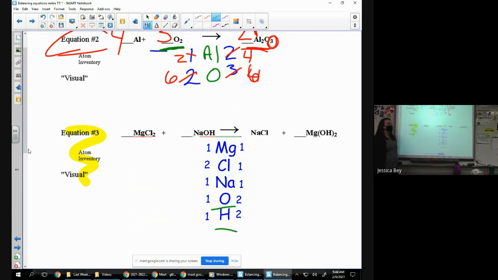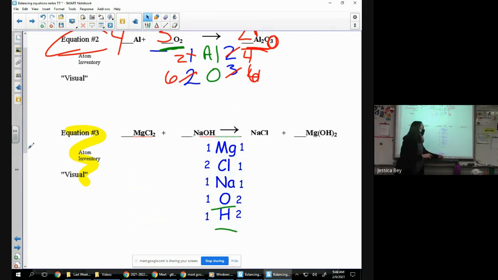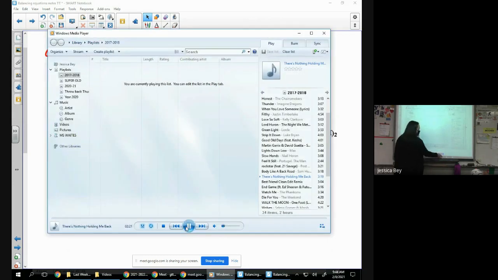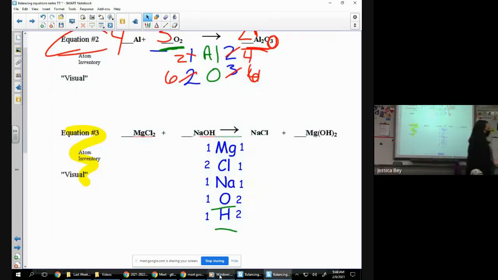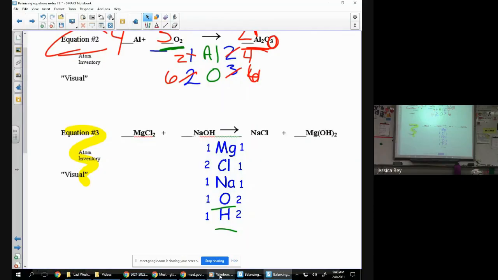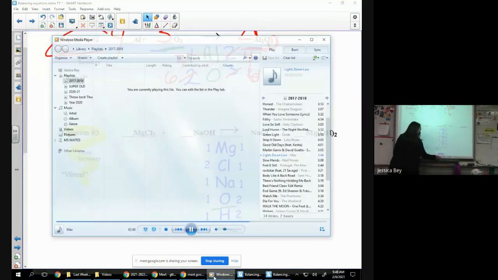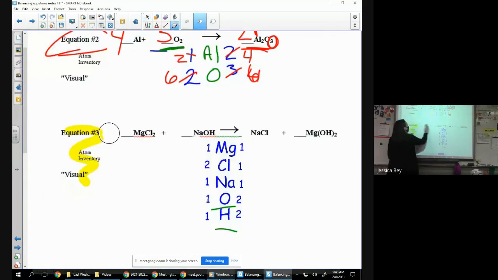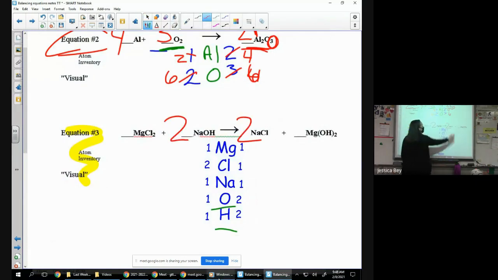So I want everybody to try number 3 now. I'm coming around. We still have plenty of time. I want everybody to try number 3, and then we will do the hardest one, and then we'll shut it down. Everybody try to balance this one. Let's do it. You can do this one. This one isn't bad. I know I'm running out of time, but your answers should be 2 here and 2 here. If you got that right, awesome.